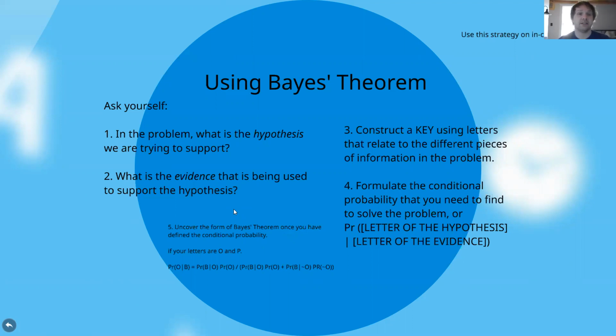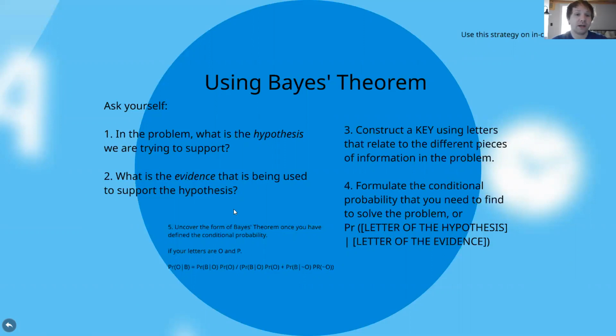The first is when you're reading a problem, ask yourself what the hypothesis is. What's the main thing that's being supported? What's the conclusion that we're concerned with? In many cases, this can be kind of tricky, actually, and so you'll want to think carefully about it. In turn, you'll also want to think about what the evidence is that's being used to support the hypothesis. So what's the observation here? What is being drawn on to try to support some further claim?